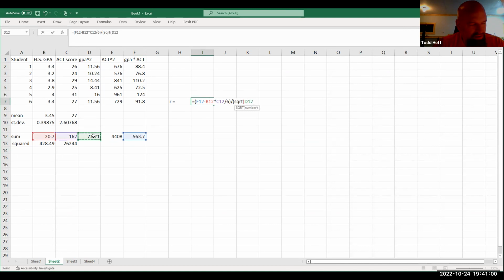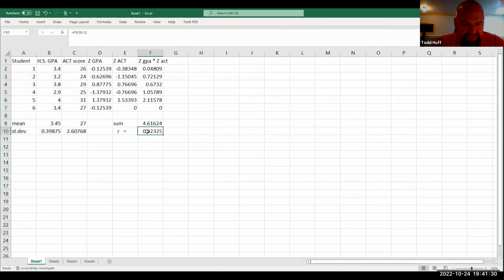That's this value, minus the sum of the X's squared. That's actually this one here, divided by n, so divided by 6, close that, times the square root of the sum of the y squareds, that's this one, minus the sum of the y's squared, that's this one, divided by 6, close and close. And then we get the same correlation, 0.92325.